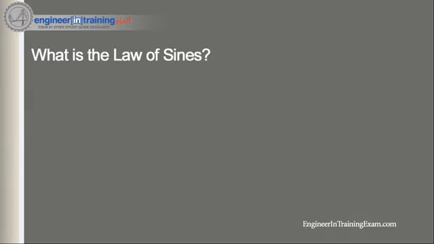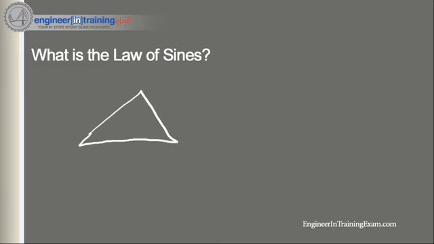In today's quick tutorial we're going to talk about the law of sines. So what is the law of sines? The law of sines allows us to solve triangles that are not right angled, called oblique triangles. It states the following: the sides of a triangle are to one another in the same ratio as the sines of their opposite angles. So to illustrate that, let's look at the triangle here.